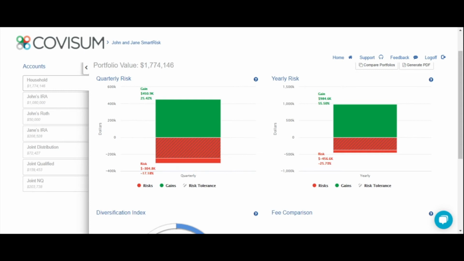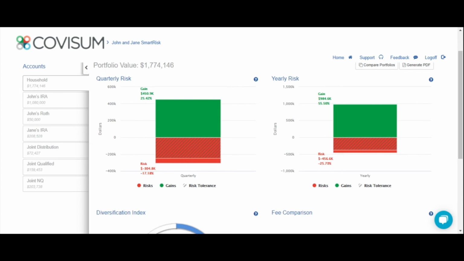Now, there are a couple of key points here on the screen. On the left-hand side, you'll see each of John and Jane's accounts and an aggregate risk profile at the household level. We're going to focus mostly on the client's household, and yet each account may be allocated differently. Now let's look at the risk profile on a quarterly and annual basis. The gains are green, risk is red, and the client's risk tolerance is the striped section overlaying the risk. Being able to measure the risk in the portfolio, determine if we are close to the client's risk threshold, and prepare the client for those inevitable risk events is what the quarterly risk number is about.